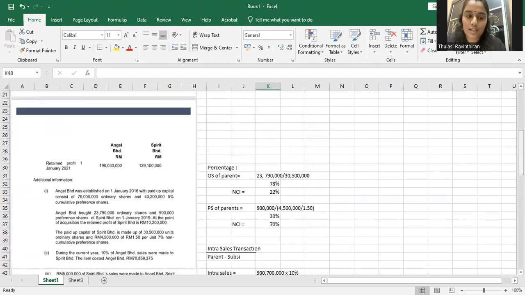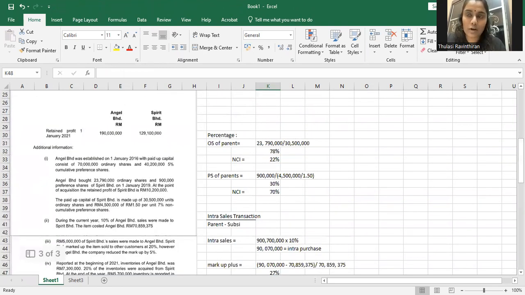Then I have a few examples. Sometimes the question gives the cost markup directly. Sometimes they will give it indirectly. Okay, let's see the example for directly. Romita, you can move to the next sheet.